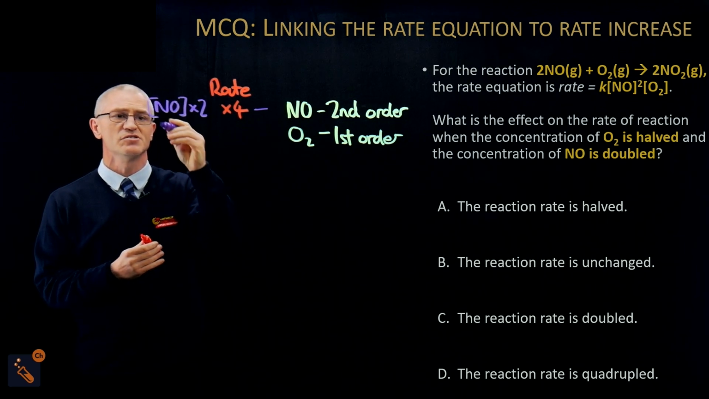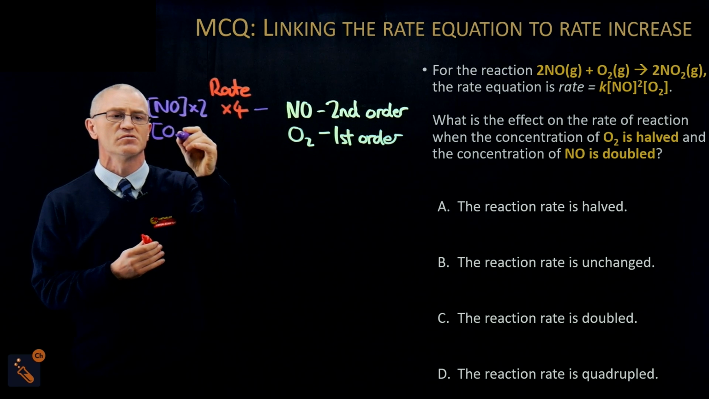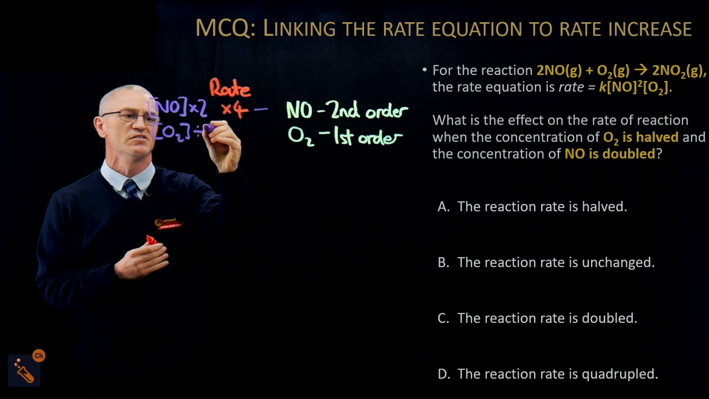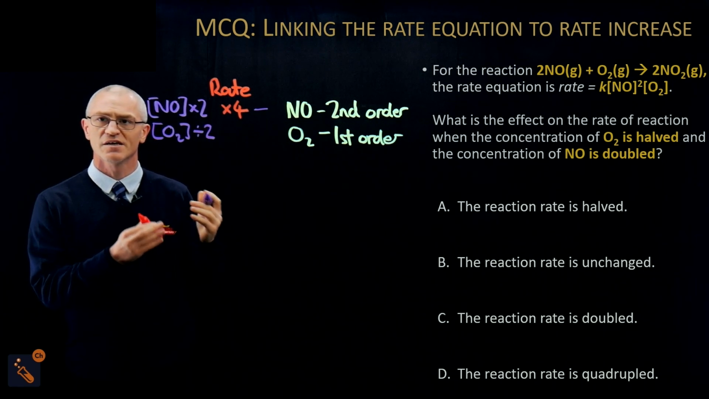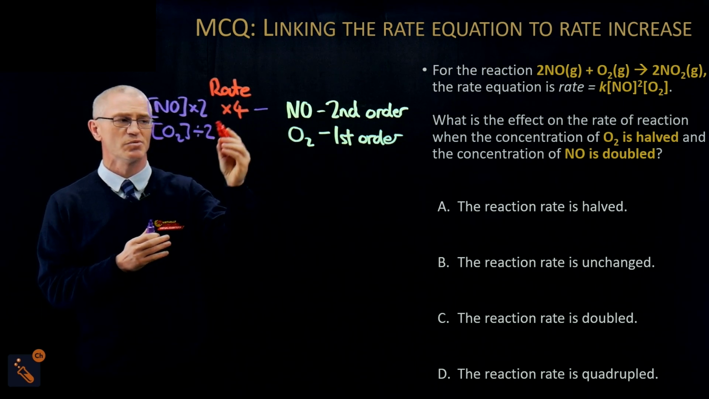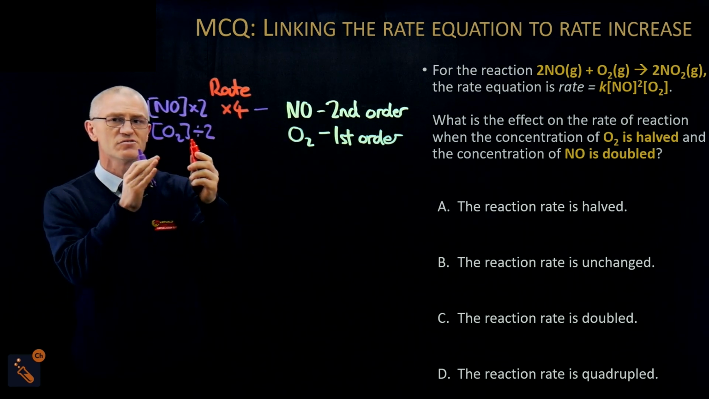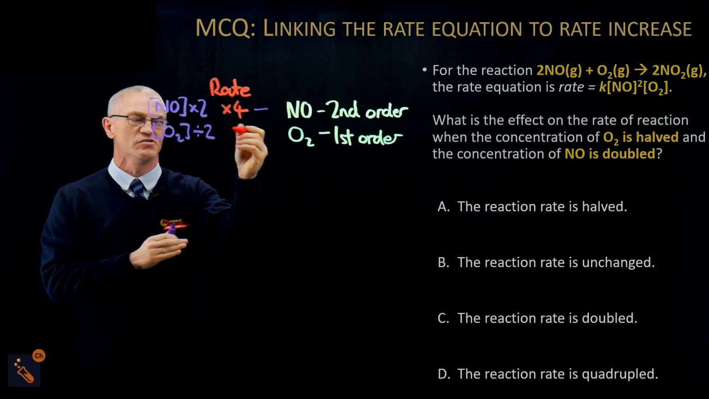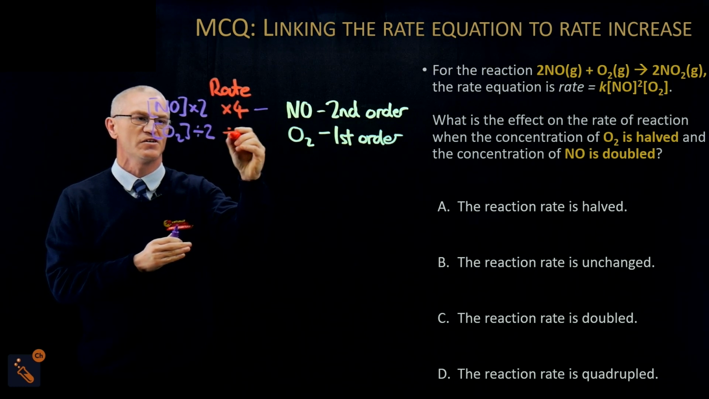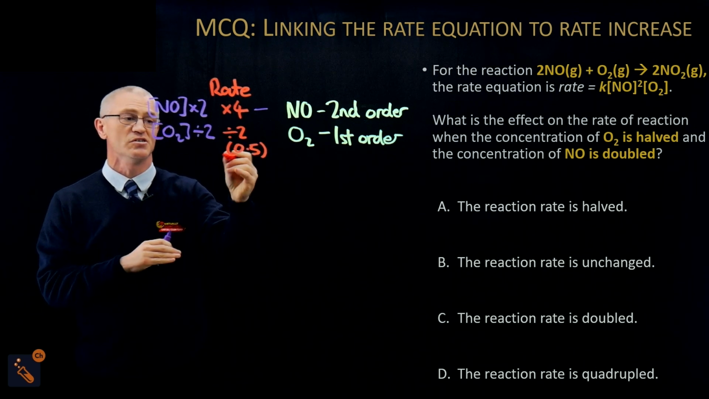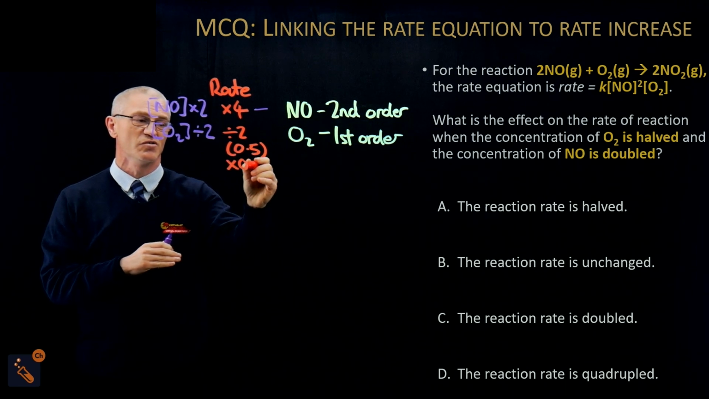We then go to the O2. And the O2, it says, is going to be halved. So that is going to be divided by 2. If that is divided by 2, and we look at the rate, we know it's first order, so it's a proportional relationship. If we divide the concentration of O2 by 2, then we will divide the rate by 2 as well. Now, if I divide that by 2, it's also saying I'm timesing it by 0.5. So instead of saying divided by 2, I'm going to say times by 0.5.